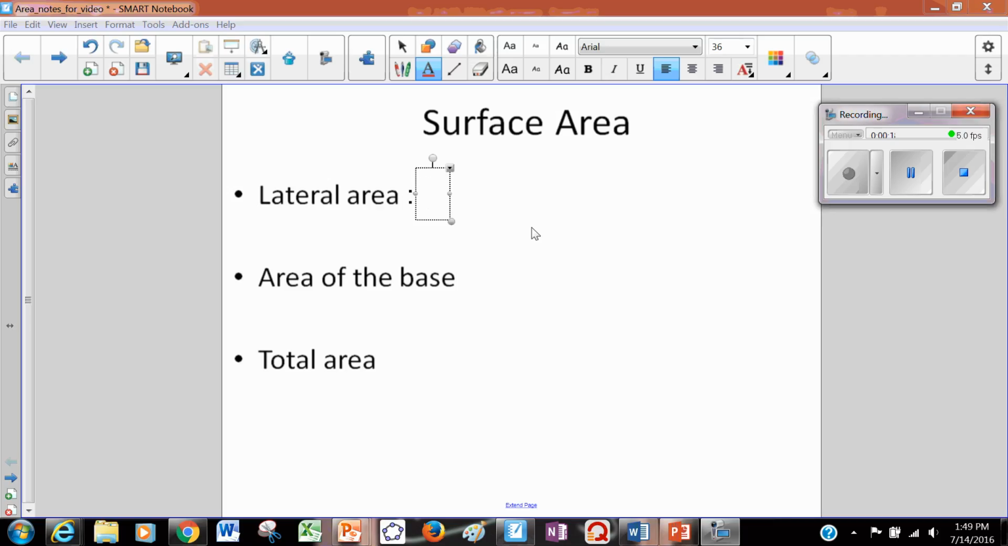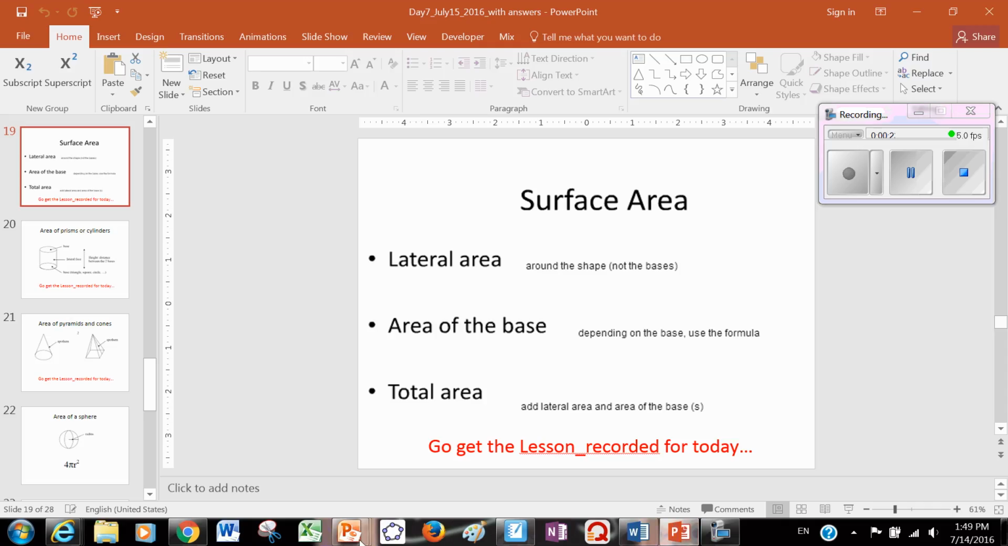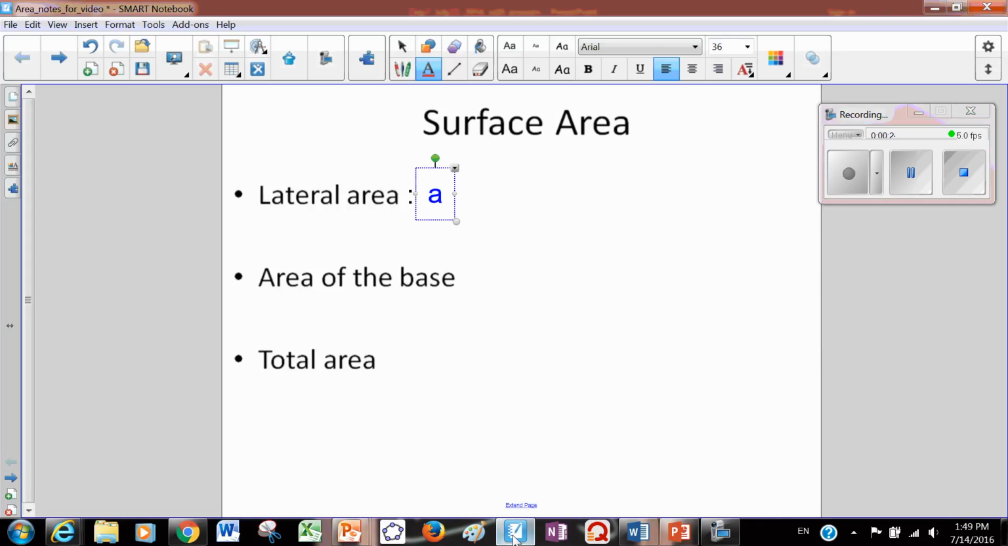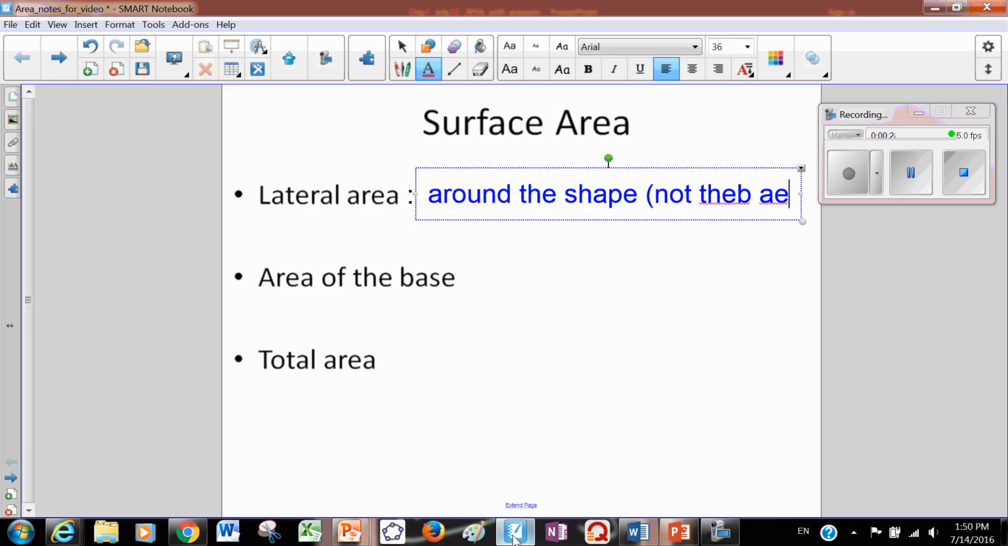So the lateral area, lateral means around, so it's going to be around the shape, not the base. Okay, so we're not going to count the base or the bases. Sometimes there are going to be two bases.